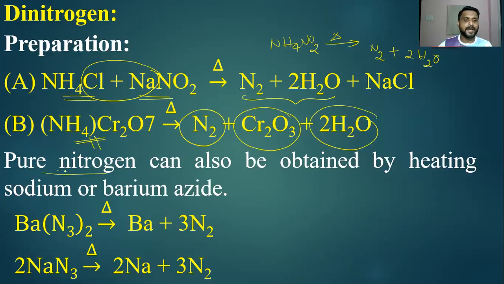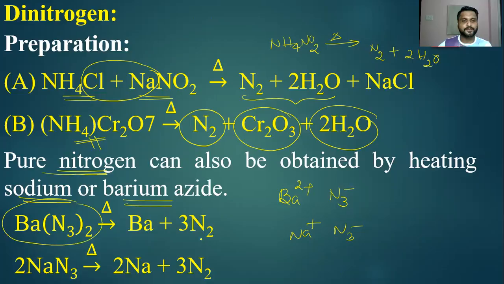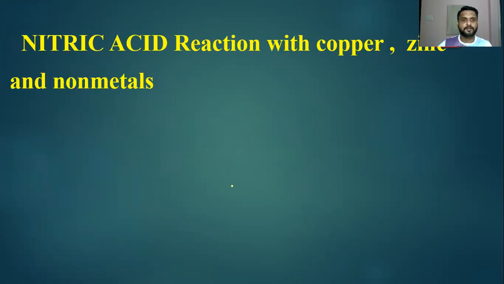Now to prepare pure nitrogen, it is obtained from barium azide and sodium azide. Remember this here? Barium formula Ba2+, sodium formula Na+, correct? And azide is N3 minus. That's why the formula comes to be like this. Okay, right? So remember, for pure nitrogen. Clear?